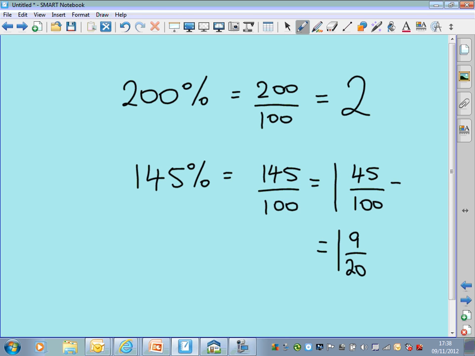As a decimal, 45 hundredths is 0.45, isn't it? So 1.45 would be my equivalent decimal here. 1.45. Those are fractions. The percentage is more than 100%. They become top-heavy fractions, which become mixed numbers and become decimals in that way.